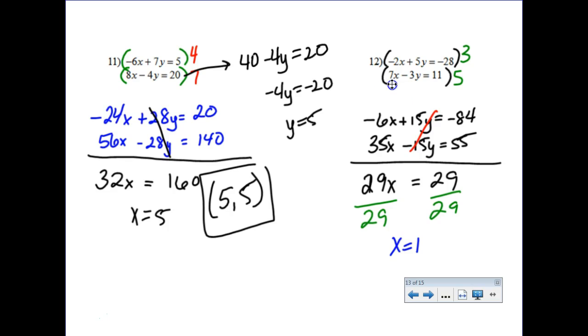Going back to my favorite equation, I'm going to use this bottom one. If x equals 1, this is 7 times 1, so 7 minus 3y equals 11. So when you subtract 7 over, what? You're doing something wrong again. Time out. I'm going to pause and see where I made a mistake.